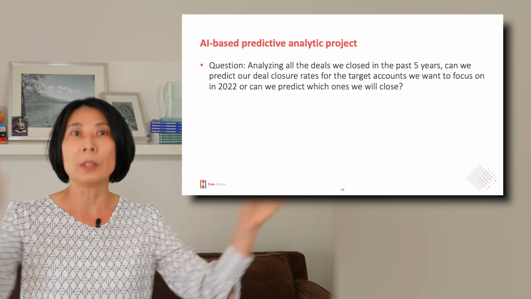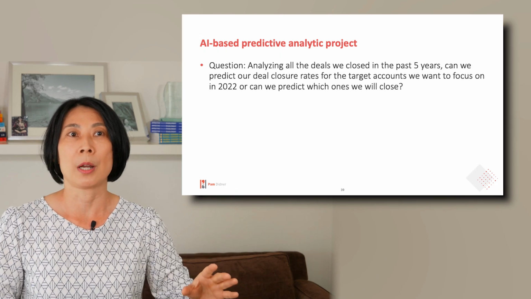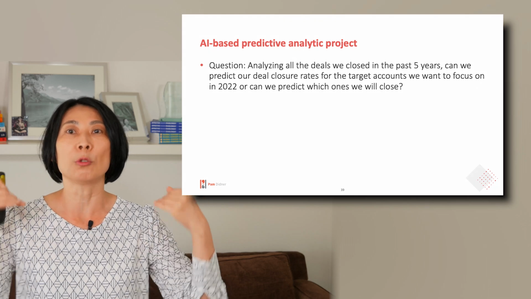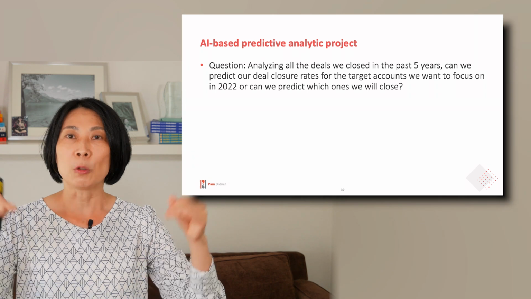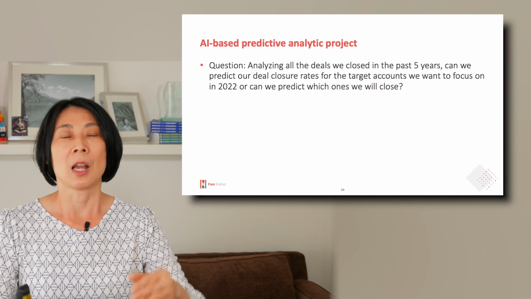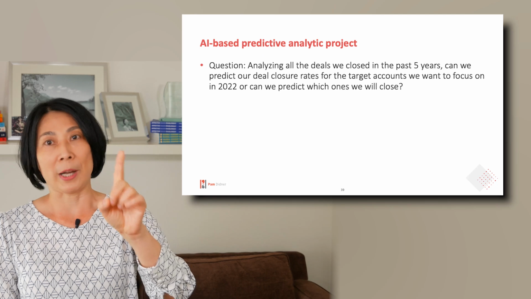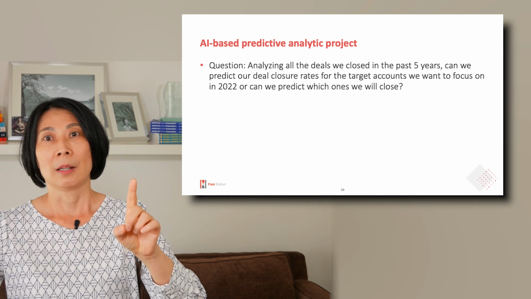Can you analyze all the deals that have been closed in the past 5 years, and then look at the target accounts we want to go after in 2022 and see if you can build a correlation model or regression analysis to predict, first of all, the closure rates of the specific accounts, and also which accounts have a high probability of closing? If you have that information, that will help you determine or allocate your marketing budget or even your sales operations and sales engagement budget.